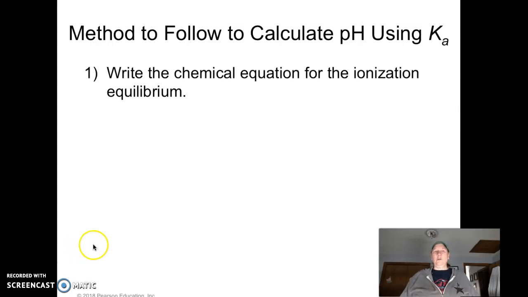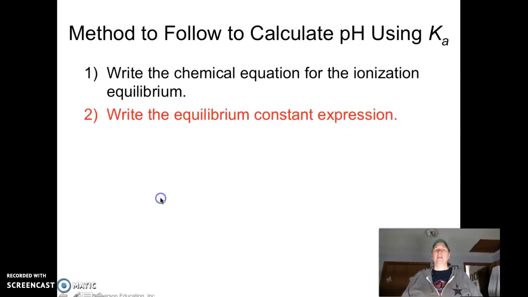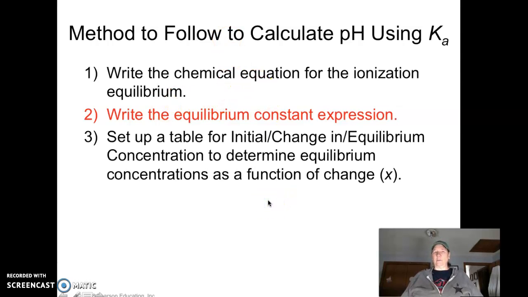But if you're going to find the pH, if you know the Ka, what you do is you have to write a chemical equation for the ionization equilibrium. And the one practice problem I had you do before, I did that for you, okay? Then we have the constant expression, and then you're going to set up an ICE table, okay? They have ICE table, they just do initial, change, and equilibrium. I still like to put the R in there because then you can put in whatever your reactants are and whatever your products are, okay?